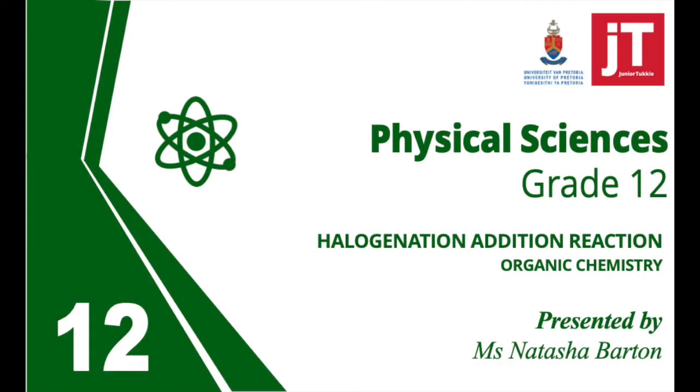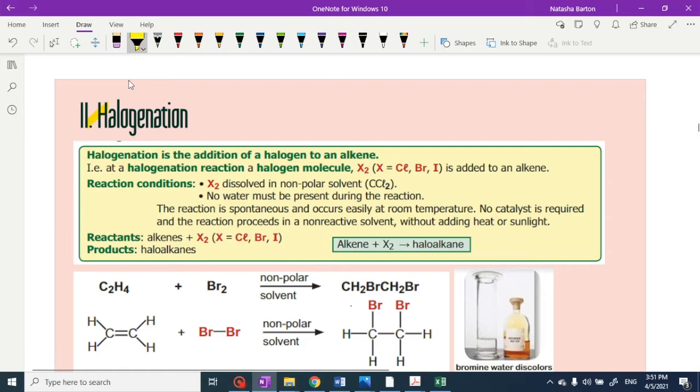In this video, I am going to be discussing with you halogenation. So this is also one of our addition reactions. If you look at the word halogenation, you should notice the word halogen, which implies that we're going to be adding a halogen in these reactions. So we have halogenation is the addition of a halogen to an alkene. Instead of hydrogen, like in hydrogenation, we now have halogenation where we are adding a halogen.